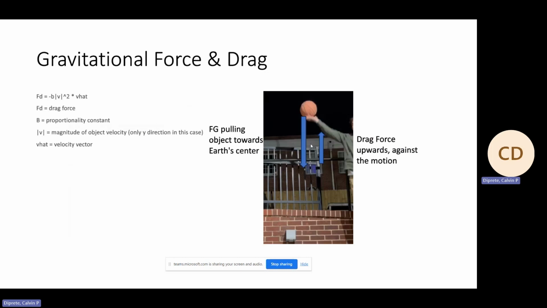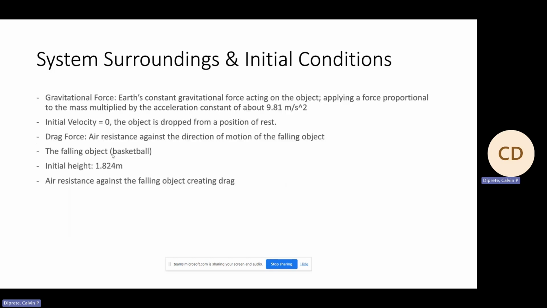Gravitational force and drag force. This image is actually of the video that I used. It shows the vector of gravity pulling the object towards Earth's center when it's not being held by hand, and then the drag force acting upwards against the motion. These are some of the equations we used. This is an equation I use, and these are the variables in the equation.